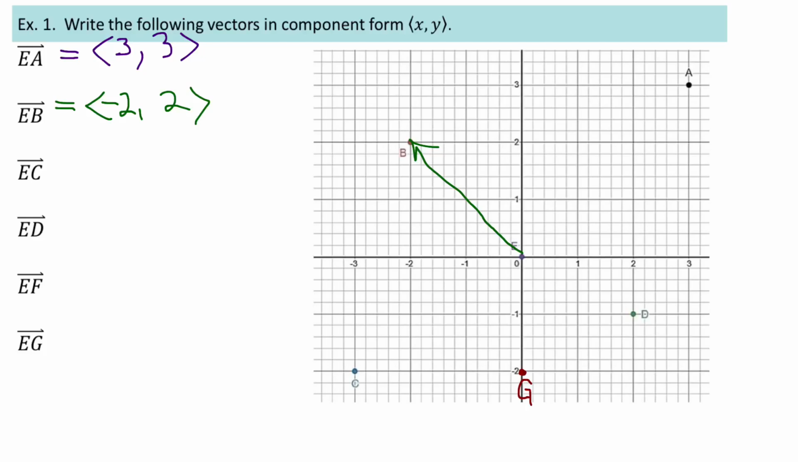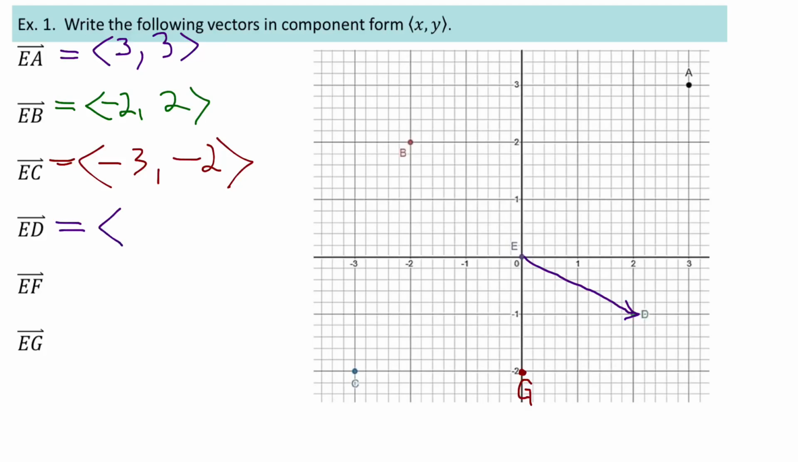All right, so let's go ahead and do EC. So EC is going to be in the third quadrant. So it's going to be -3 and -2. And then ED is in the fourth quadrant. So it's +2, -1.